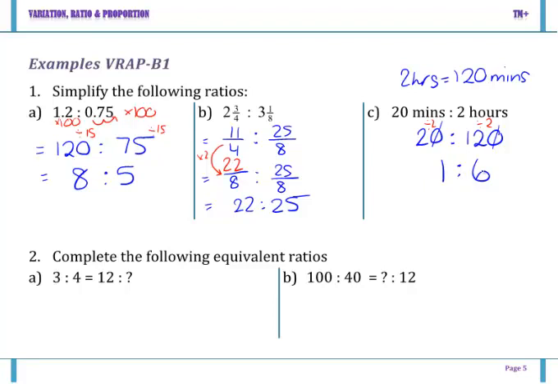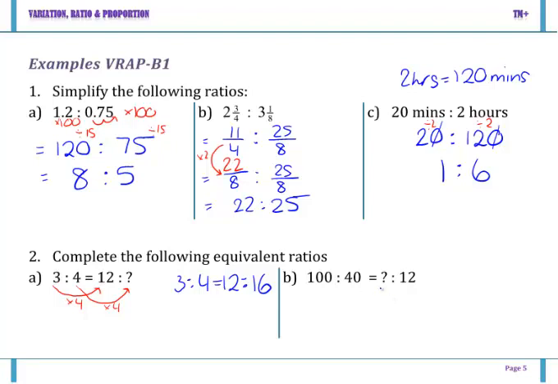Next, complete the following equivalent ratios. We already have the first number in both. To get from that 3 to the 12, we're going to multiply by 4, so we need to do the same to that second number, multiply by 4. So 3 is to 4 is equivalent to 12 is to 4 times 4, which is 16.